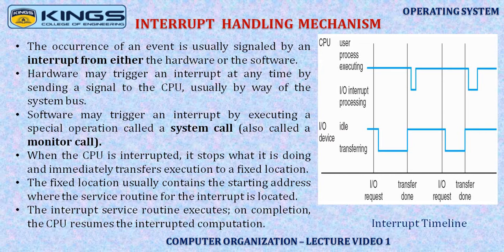Now interrupts are of two categories. In some cases hardware will trigger the interrupt, and in some cases software will trigger it. Hardware may trigger an interrupt at any time by sending a signal to the CPU through the system bus. Software may trigger an interrupt by executing a special operation called a system call. When a CPU is interrupted, it will transfer control to the appropriate interrupt service routine.